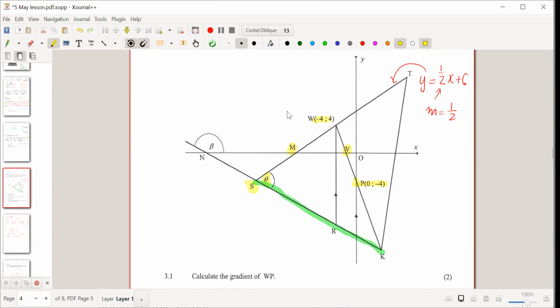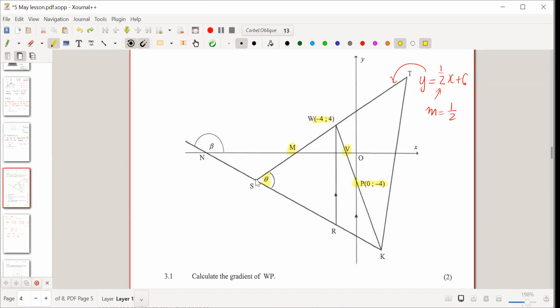How should we go about doing this? So, is there anything special about where S lives? Observe that S is a point that lies on two of the straight lines, isn't that so? Do we all see that? It lies on the straight line SK as well as the straight line ST.